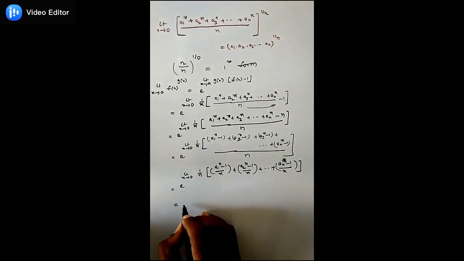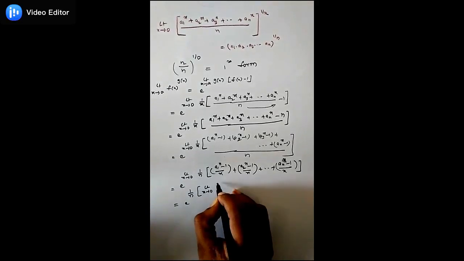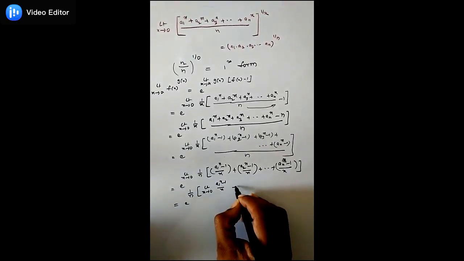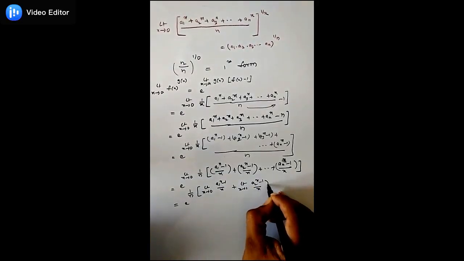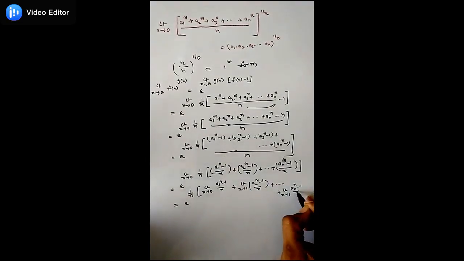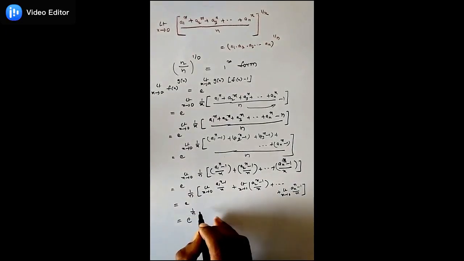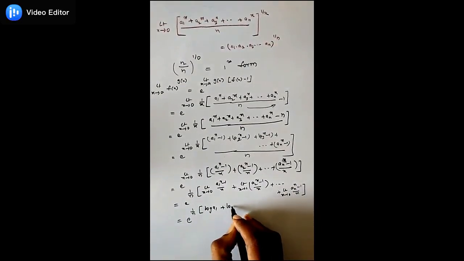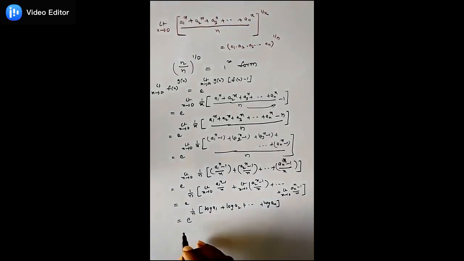So now apply the limit: e to the power 1 by n into limit x tends to 0, a1 power x minus 1 by x, plus limit x tends to 0, a2 power x minus 1 by x, plus and so on, limit x tends to 0, an power x minus 1 by x. That is equal to e power 1 by n into, we know this formula, log of a1 plus log of a2 plus and so on log of an.